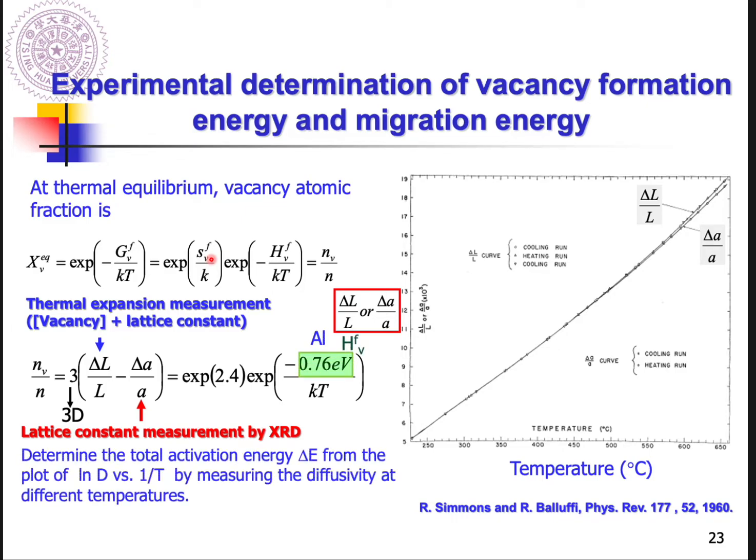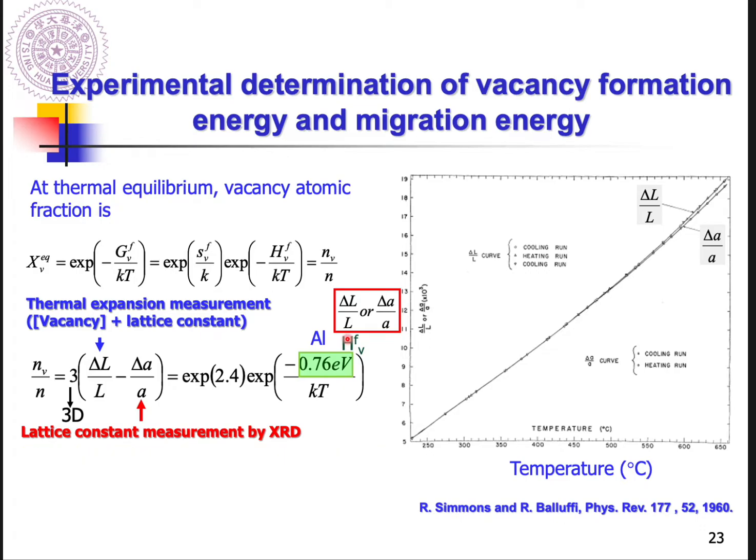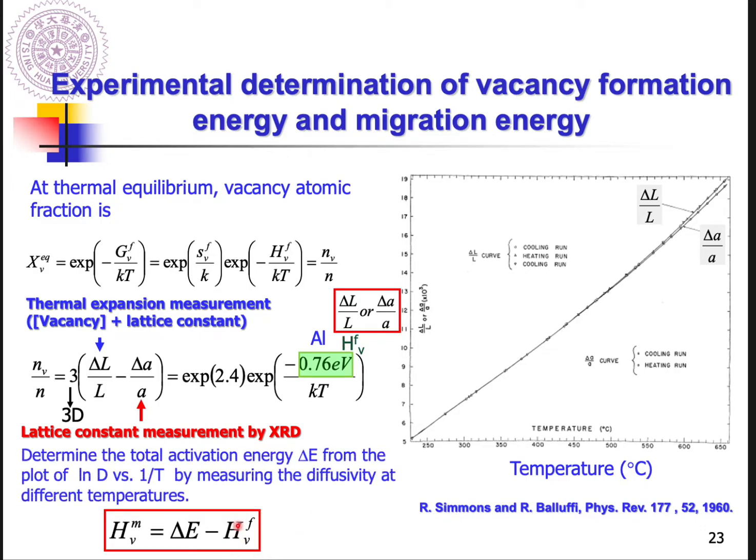As long as you know the vacancy formation energy in these materials, right? And in the previous slide, we showed that you can also get the energy term by measuring the self-diffusivity at different temperatures. Then you can get this term. So this minus this one gives you the vacancy migration energy of your materials. This is how we can determine the vacancy formation energy and vacancy migration energy in your materials.